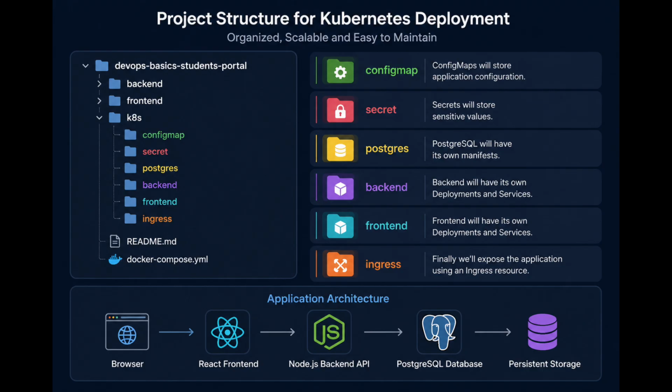Before creating any Kubernetes resources, I like to organize the project structure. ConfigMaps will store application configuration. Secrets will store sensitive values. PostgreSQL will have its own manifest. The front-end and back-end will have separate deployments and services. And finally, we'll expose the application using an Ingress resource.